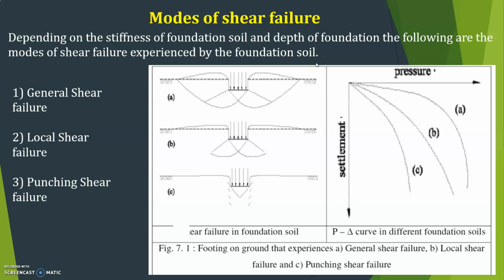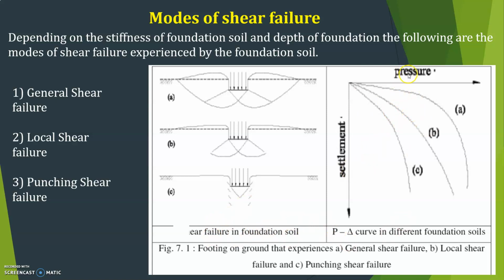Here, there are mainly three types of failures. The first one is general shear failure, second one is local shear failure, and third one is punching shear failure. In the case of general shear failure, continuous failure surfaces develop between the edges of the footing and the ground surface. You can see here, this is the general shear failure, this is the local shear failure, this is the punching shear failure. Okay, and this is the graph.